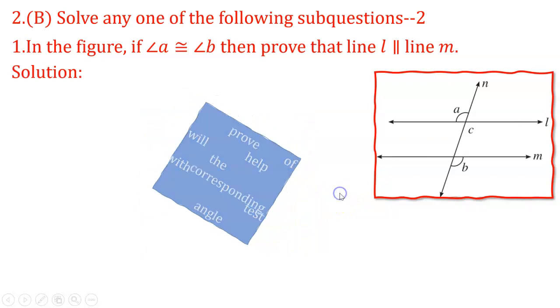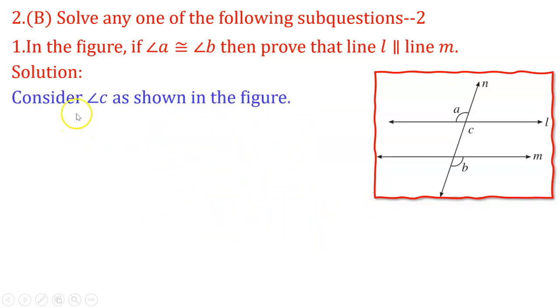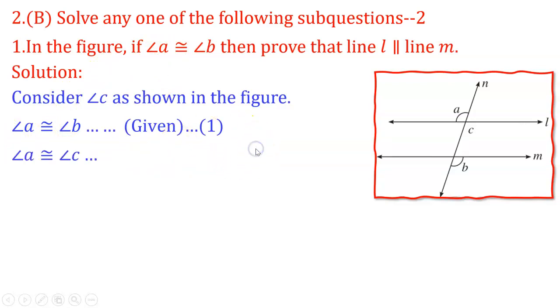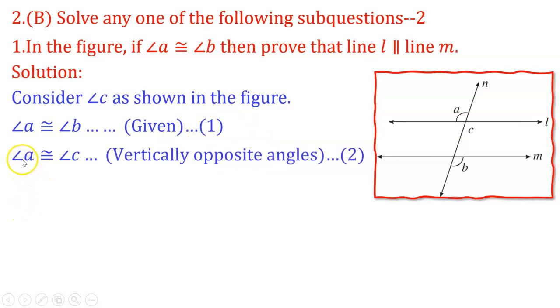Now see this here. Solution. Consider angle C as shown in the figure. Now the angle C is a vertical opposite of angle A. Therefore, now here we have given the measure angle A is congruent to angle B. This is given. Therefore, it's a number one statement. Next, also angle A is congruent to angle C. They are vertically opposite. This is the second one.